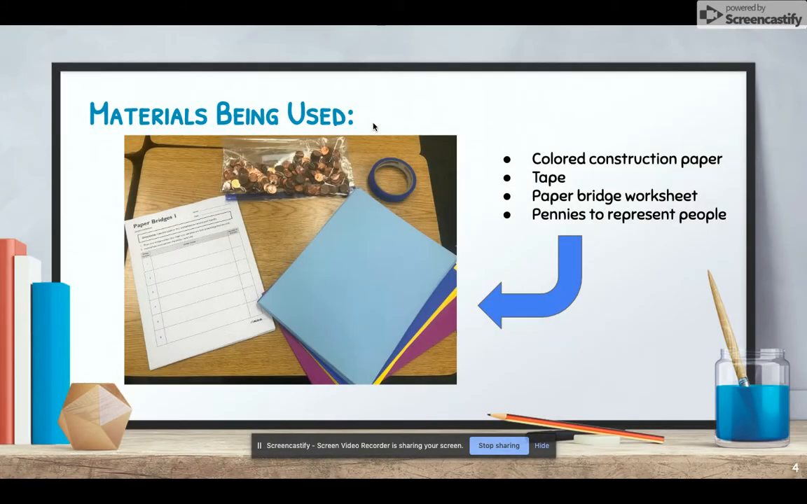The materials being used for this lesson were colored construction paper, blue tape, the paper bridge worksheet, and pennies to represent our people on our bridge. Now, prior to starting my lesson, I showed a short video clip of a bridge that collapses, and I explained to the students that everyone in the video was safe and rescued. And I just played the very beginning for them a few times so that they could get that idea, which is what I will play for you right now.